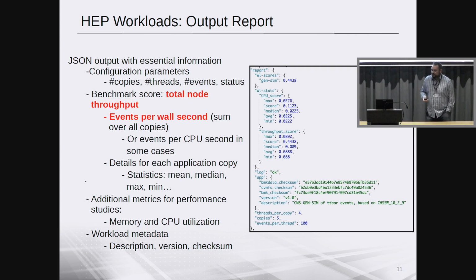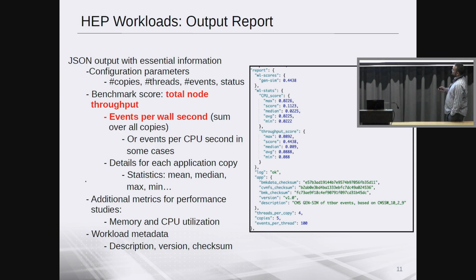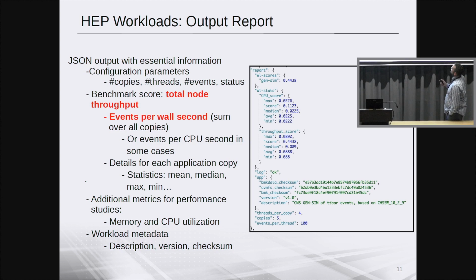So what is the output of the HEP workloads containers? Well, as I mentioned, it's JSON, and it includes the total score up here, but also individual statistics, which are useful for some performance studies, including memory utilization, CPU utilization, things like that. Also, some of the workload metadata, for instance, the version of the container and the checksum, are included, and this helps with validation.